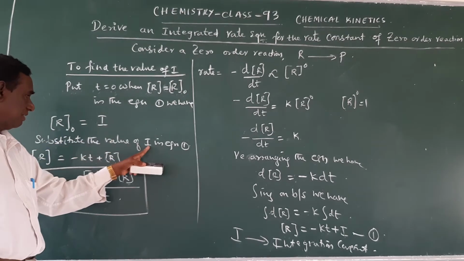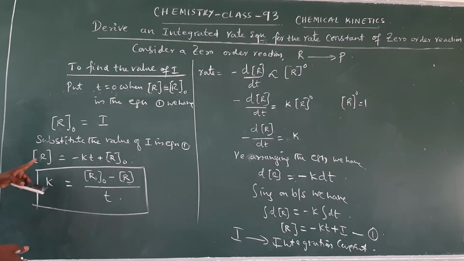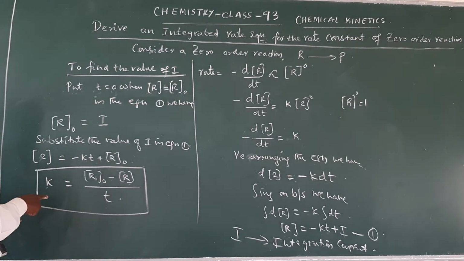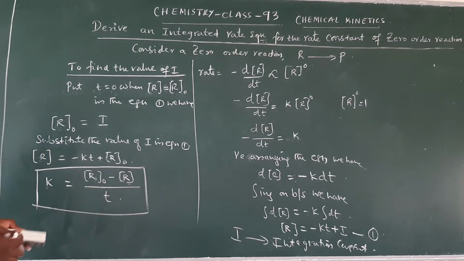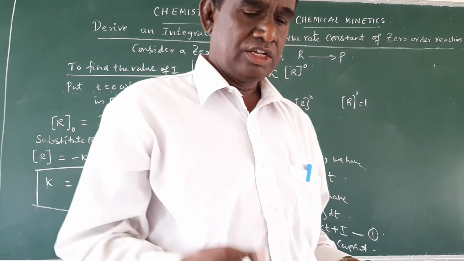Substitute the value of I in equation 1 once again. Therefore, the concentration of R is equal to minus k t plus I, which is R naught. So you have to take k to this side, that is k is equal to R naught minus R divided by t. This equation is called the integrated rate equation for the rate constant of a zero order reaction.